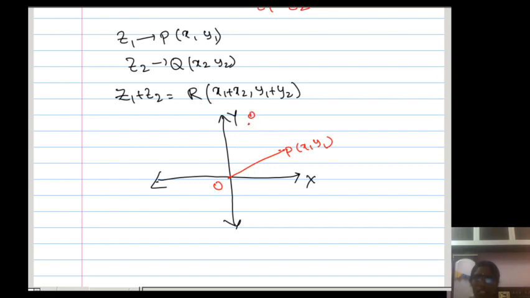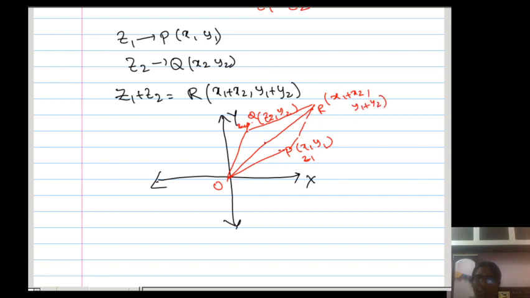Next, Q represents Z2, suppose somewhere here. Both I took in the first quadrant only. These are Z1 and Z2. Next, what about R? R is somewhere here. Why did I take it here? Tell me, anybody. It represents the addition Z1 plus Z2, which means (x1 plus x2, y1 plus y2).